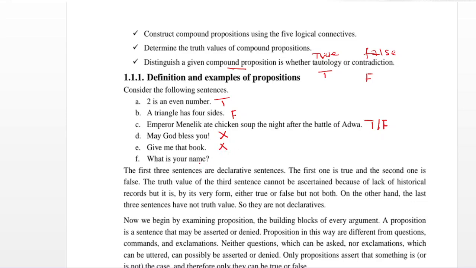Okay. What is your name? Can we say true or false? What is your name? True or false? We can't say true or false. Okay? So it is not a proposition. When you ask what is your name, unless you say my name is so-and-so, can we say true or false? We cannot. Okay, so those are not propositions.